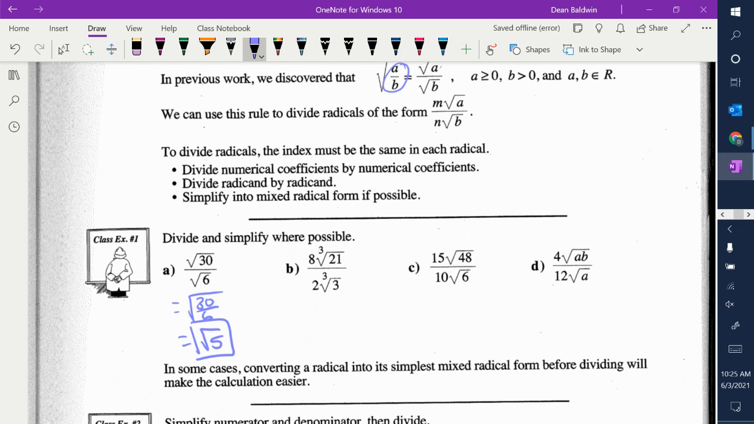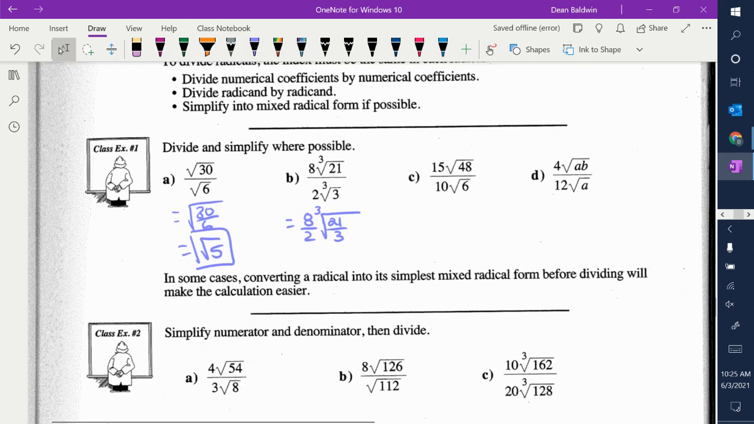Even if we have a number in front, a coefficient in front, we can rewrite this as 8 over 2, and the 21 and the 3 are under one cube root sign. 21 divided by 3, 7. And 8 divided by 2 is 4. So we get 4 cube root of 7.